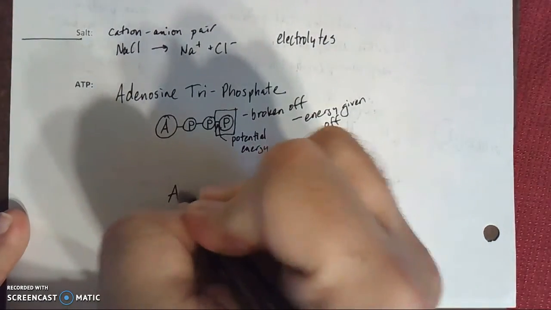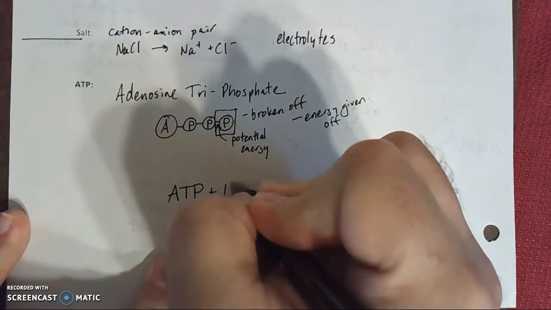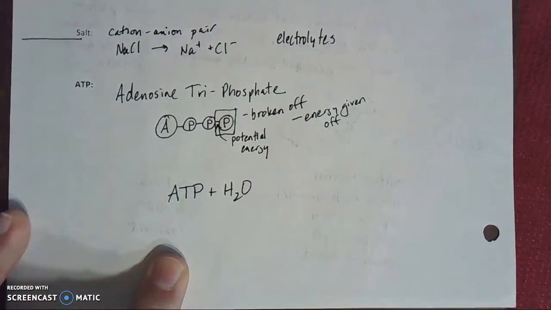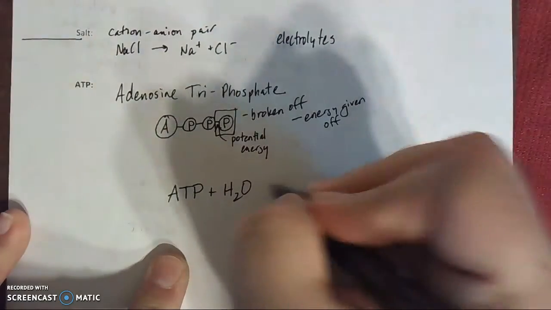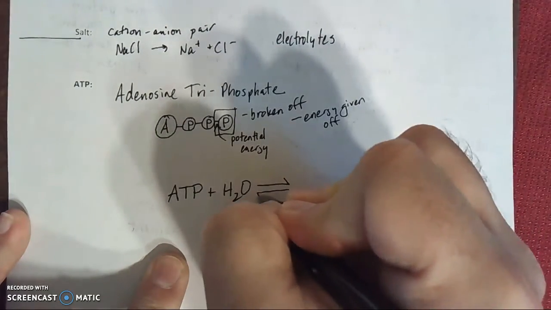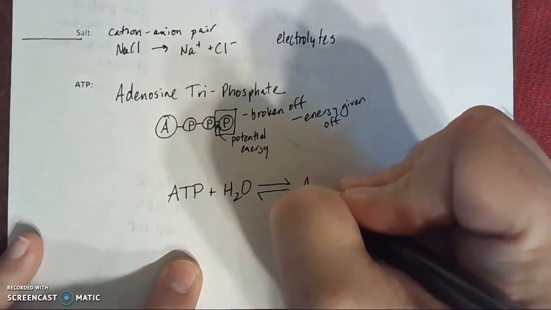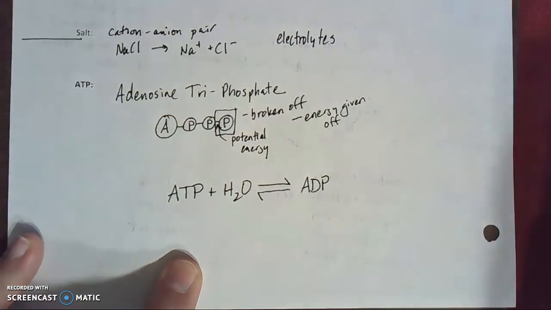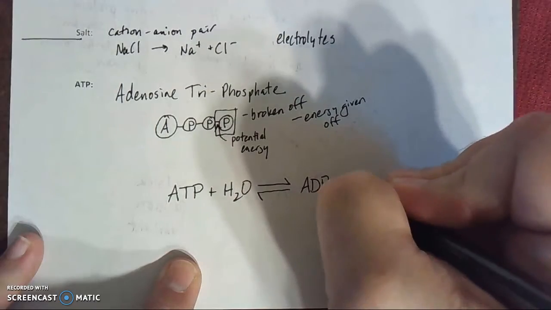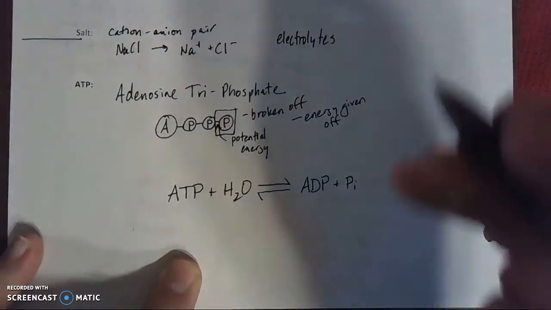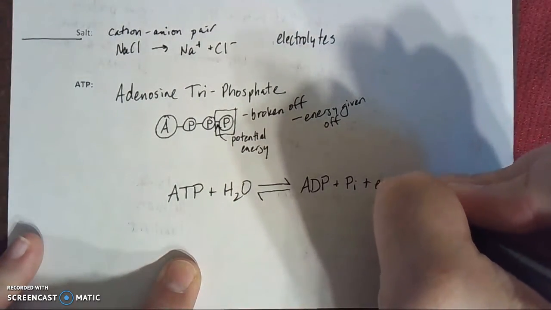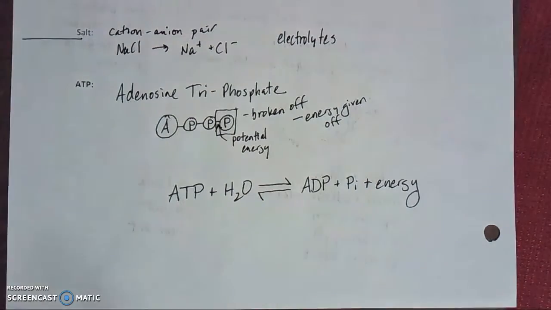So we end up with an equation, ATP plus water. So water is used to break this off. And we end up with a reversible reaction. That's with the double arrows. We end up with ADP, adenosine diphosphate, plus an inorganic phosphate molecule plus energy. This is happening in our bodies, going back and forth constantly.